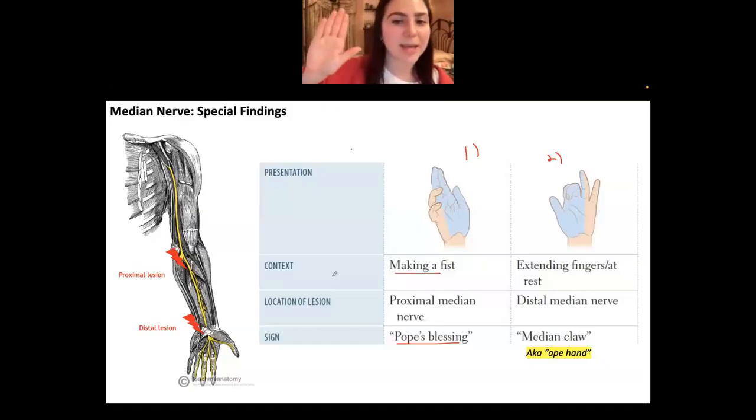So you ask them, hey, can you make a fist? They can't. It goes like this. It looks like the Pope's blessing. This is what a proximal median nerve lesion looks like. So it's going to be anywhere up here, anywhere just above the wrist, you get a lesion, a median nerve lesion.